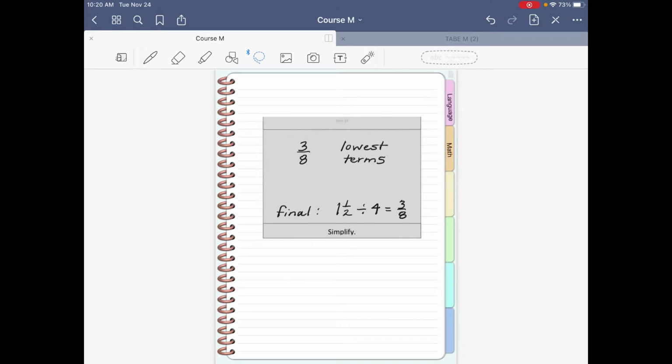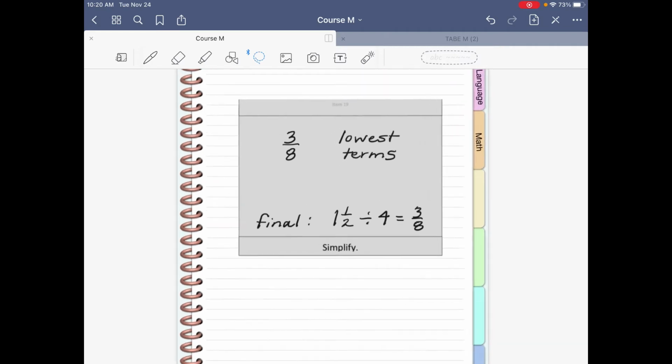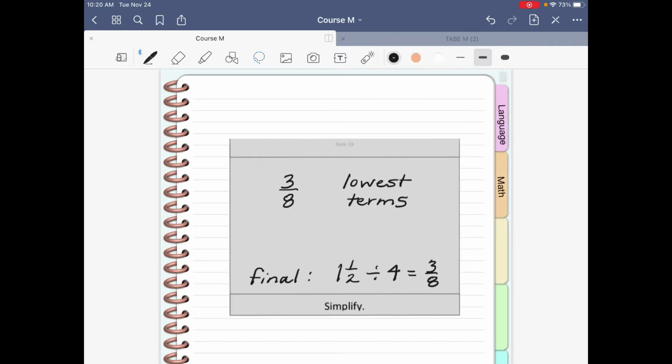Okay, let's assemble this piece, the memory piece. We need to go to a blank page and give this page a title. So I'm going to call this Divide Fractions by Whole Numbers.